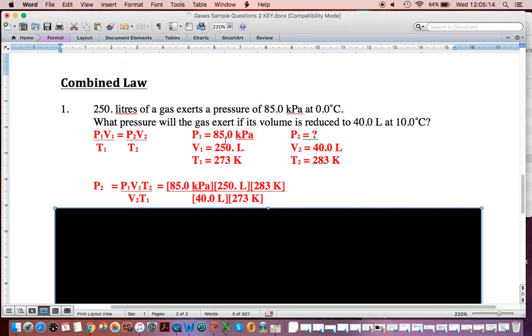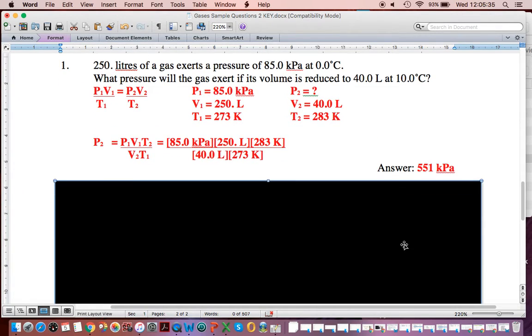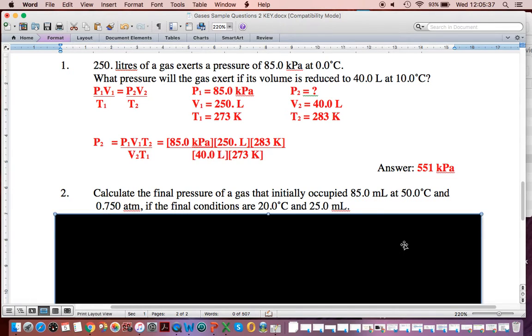So what I see is my volume has gone way down. My temperature's gone up a little bit. If I'm shrinking the volume, that means my pressure has to have gone up. So I'm expecting to get a number bigger than 85 kilopascals. And when I do this, it's gone up, way up to 551 kilopascals. So you always want to see, does your answer make sense?